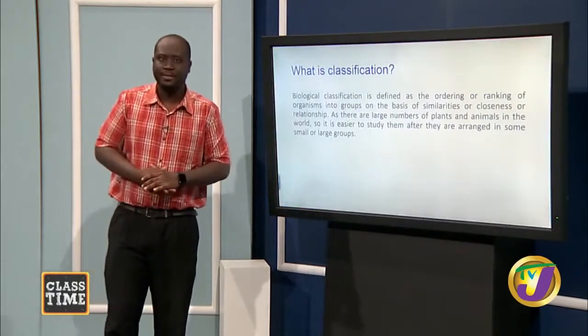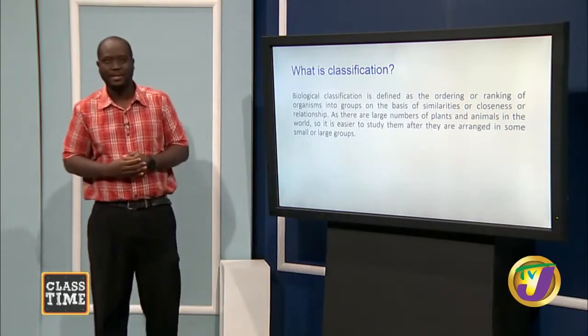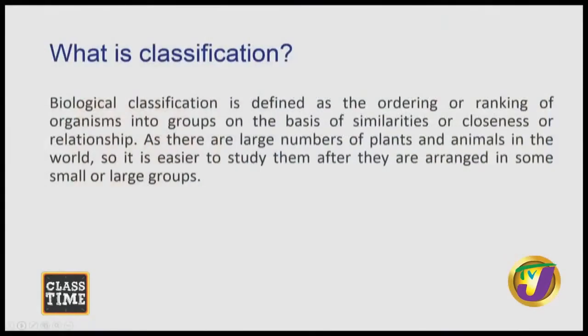Now, based on the activity that we just did, you can already know what classification is all about. It's about grouping organisms into groups based on their similarities or how close they are to each other. So organisms are classified based on similarities.